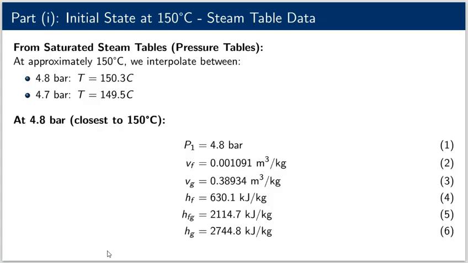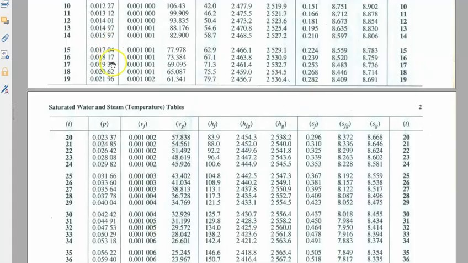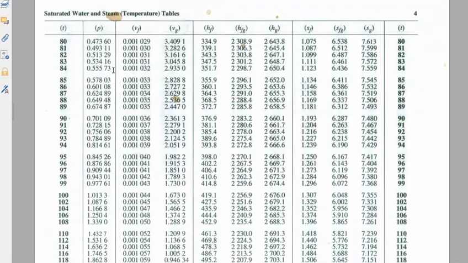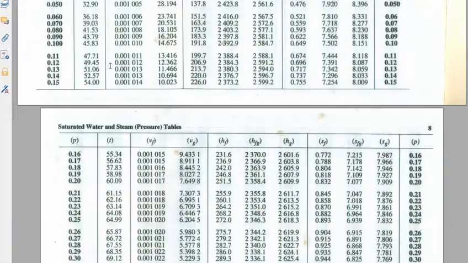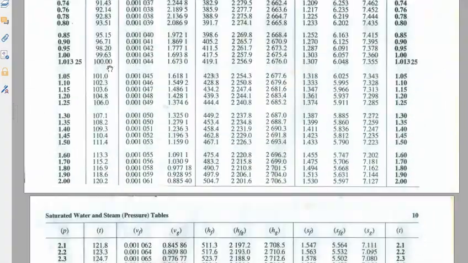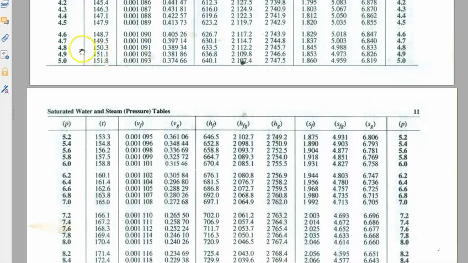From the saturated steam table, for part 1 we have to find out the initial state at 150 degrees centigrade using steam table data. So from the saturated steam table, pressure tables, we have to find out the condition. So now first we have to go to that steam table, to the pressure table. Okay, so from here you can see our temperature is 150 degrees centigrade. So here 150.3 and 151.1, and the pressure is 4.8 and 4.9.